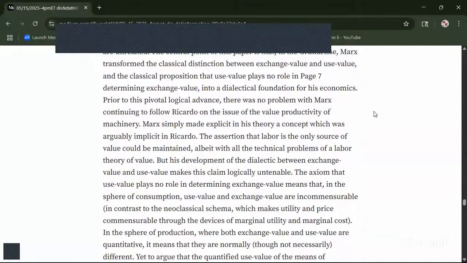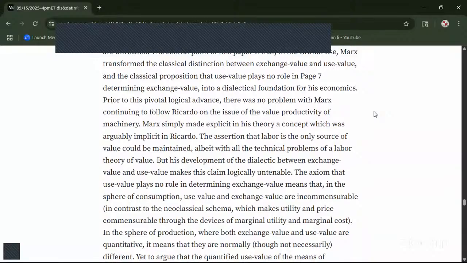The axiom that use value plays no role in determining exchange value means that in the sphere of consumption, Department 2, use value and exchange value are incommensurable. That is, not commensurable, in contrast to the neoclassical schema, which makes utility and price commensurable through the devices of marginal utility and marginal cost. This is the fundamental difference. This is the reason why an entire pedagogical body of work is hard to explain, because you've got to explain stuff like, well, humans are involved, and stuff's different, and subjectivity can be normal, stupid, ignorant, radical.